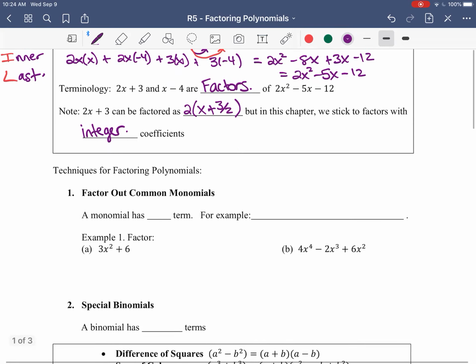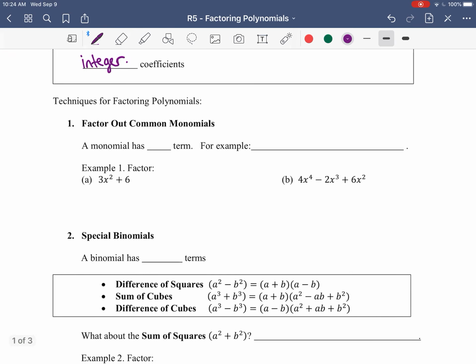Okay, so techniques for factoring polynomials. We could factor out a common monomial. So what is a monomial? Well, it's just a polynomial with one term. For example, you could have 2x cubed, or you could have negative 8x, or you could just have a 5. These are all monomials because they just have one term.